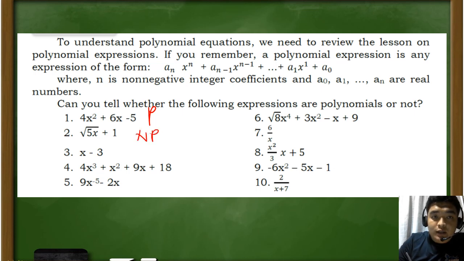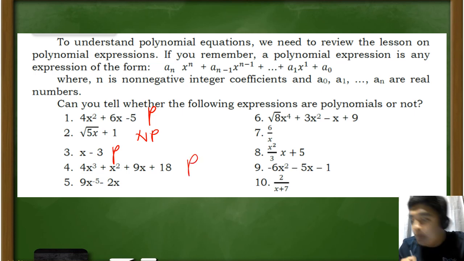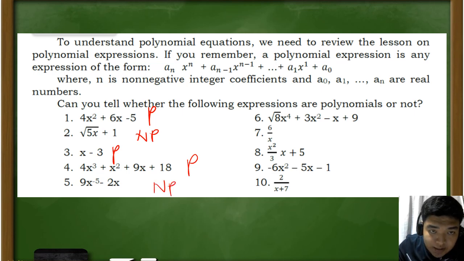Why? Because if you simplify this, square root of 5x, the exponent of x is not an integer. Number three is, of course, a polynomial. Number four is also a polynomial. How about number 5? This is not a polynomial because our exponent is negative. How about number 6? This is a polynomial. Again, our exponent should be a non-negative integer.